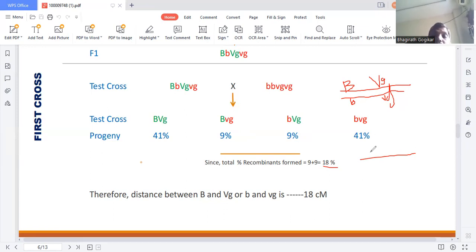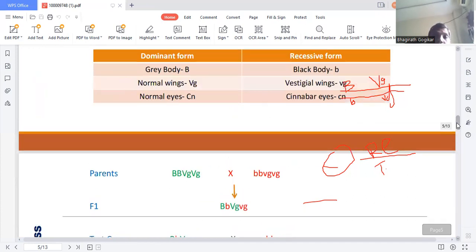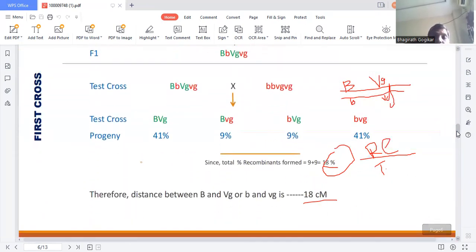The formula is recombinants by total progeny. Total progeny is here 100. So recombinants are 18. So 18 divided by 100 into 100, we are getting 18. So that is the percentage. The percentage in terms of distance is 18 centimorgans. So if you assume the chromosome containing 3 genes, what are the 3 genes? B, VG, and CN. So first we calculate the distance between B and VG, which is 18.